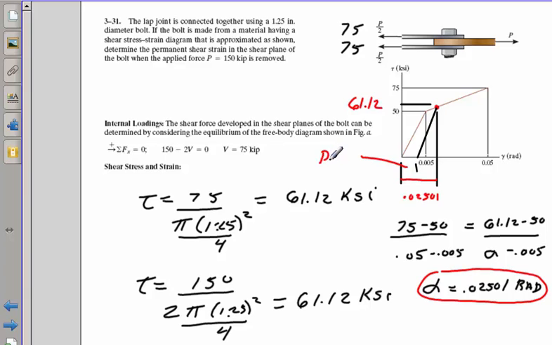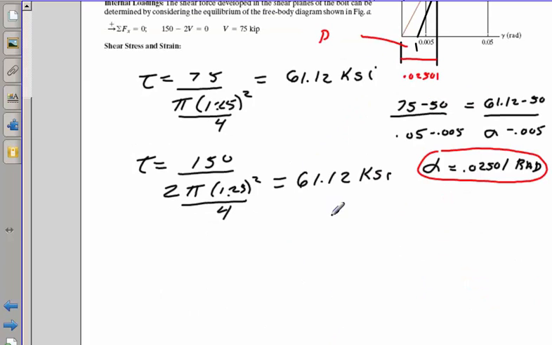Alright, so now to do that, all we have to do is try to find out what the slope of this curve is going to be. By doing that, I'll scroll down here. All I have to do is do rise over run again on that, and I'll get 50 divided by 0.005. That'll give me a value of 10 times 10 to the third. Okay, and that's going to be my shear modulus right there. Again, that's going to be in KSI.